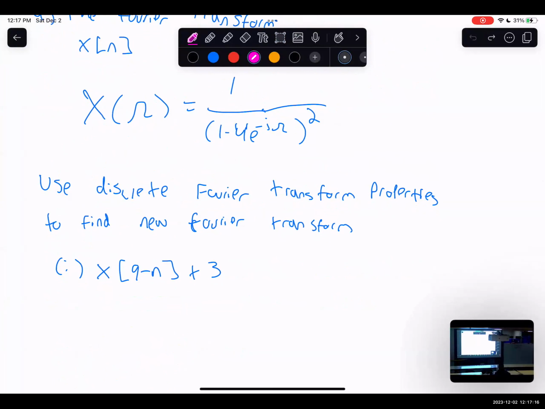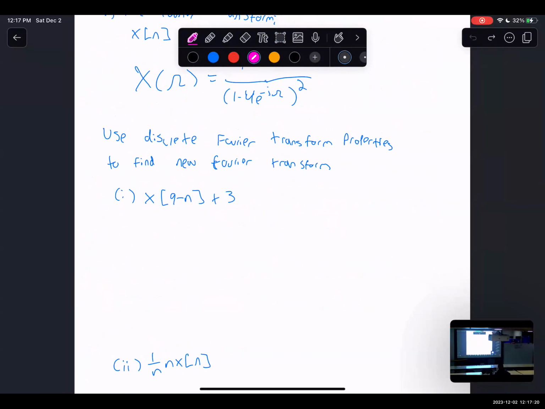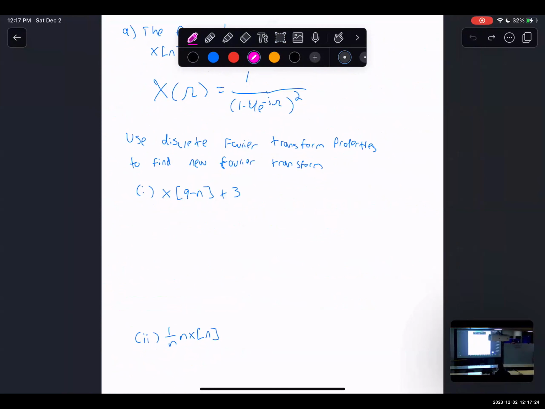Okay, that should be enough. So you have 10 minutes, do your best. If you have any questions, we'll be walking around to help you, okay? So look at the Fourier transform properties table and see what properties are found in each of these, and then apply those properties to this x of omega. This is the Fourier transform. So you're going to apply those properties to the Fourier transform. Any questions before we get started? Okay.